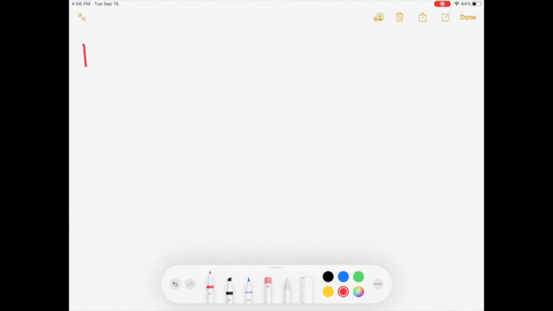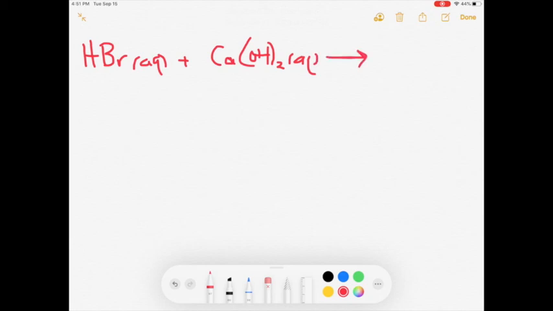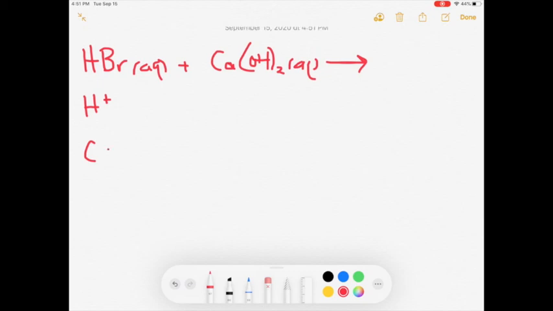Okay, last one. We have HBr, which is a strong acid, and calcium hydroxide, which is a strong base. Okay, so we're going to take our cations. We have hydrogen, and then calcium. Calcium has a +2 charge. So now we're going to put hydroxide with our hydrogen, bromine with our calcium.